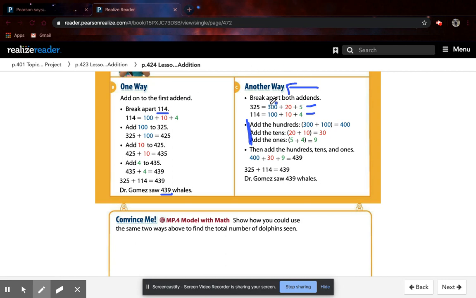I just think that adding all of your hundreds together and all of your tens together and then all of your ones together and writing an equation that way, like the one they have down here, is simpler than break apart 114, add 100 to 325, 325 plus 100 equals 425, and then you keep going and going and going. And I think fewer mistakes could possibly be made if you follow the one in box C, the one I just drew a squiggle markup in. Okay, so I'm going to keep going.